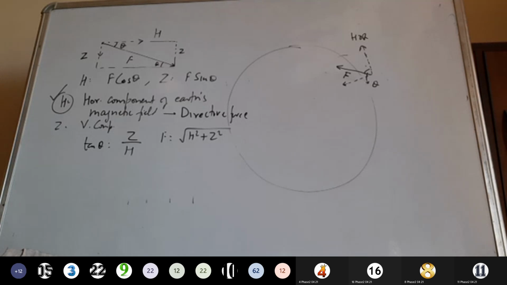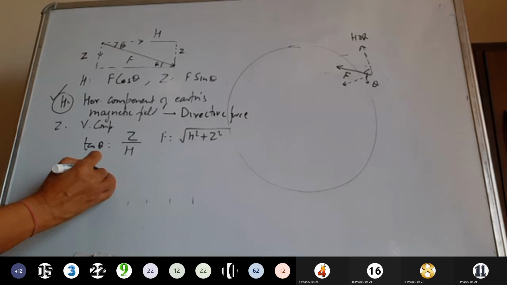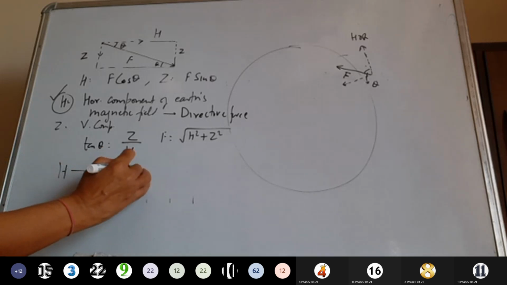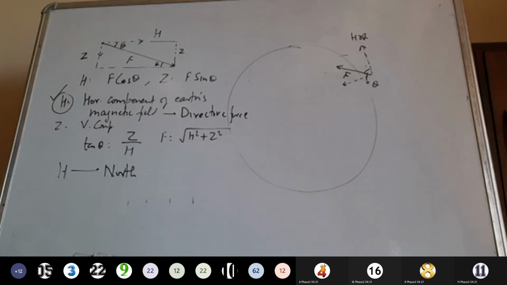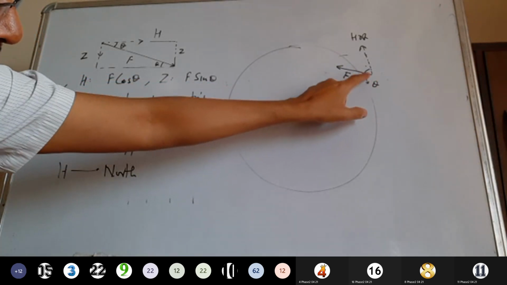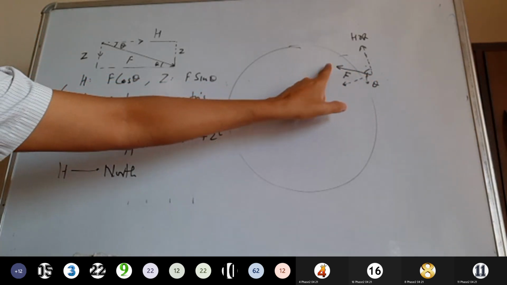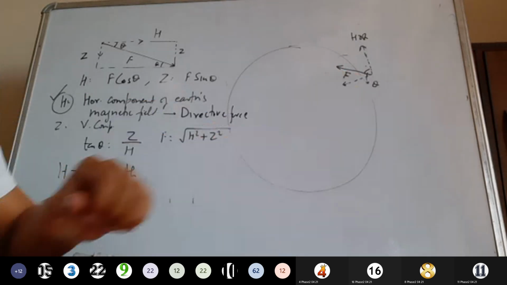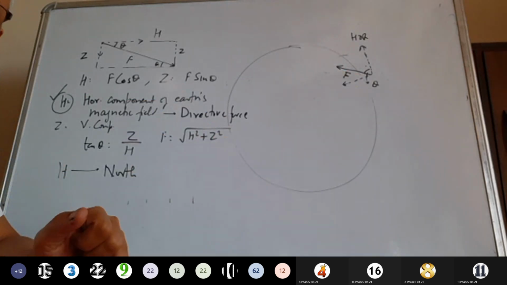In which direction will H be acting? H is always acting towards north. Because if you make the angle of dip zero here, in which direction will the needle point? In the direction of north, magnetic north.